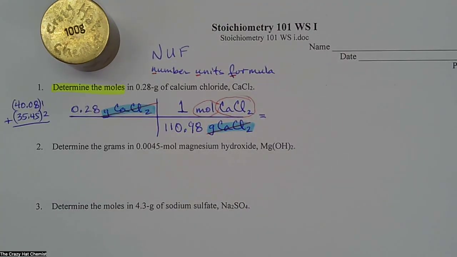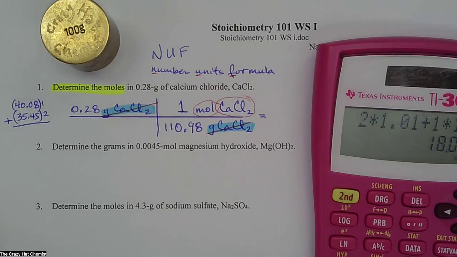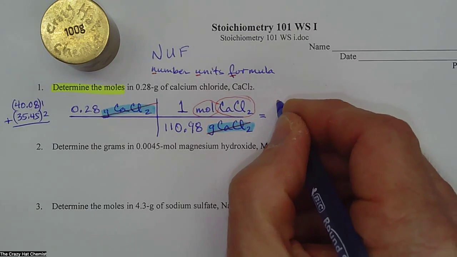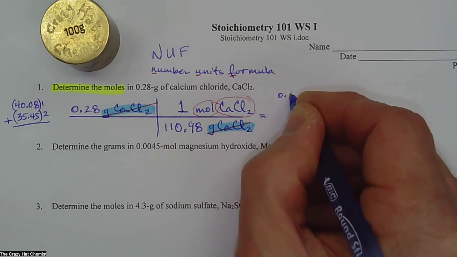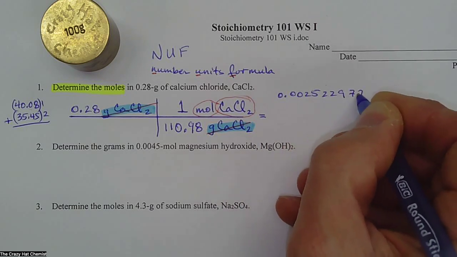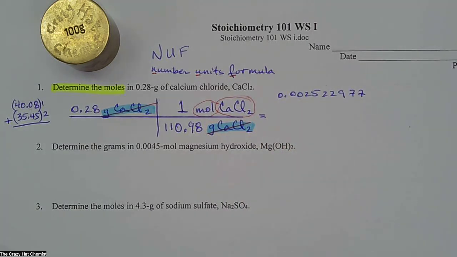So I'll use a different calculator. Maybe you are more familiar with a calculator like this. And so let's give this one a try. 0.28 divided by 110.98 times 1, and I'm going to get this number right here. Okay. And so this number in the calculator is 0.00025229977. And now I need to round this number correctly.